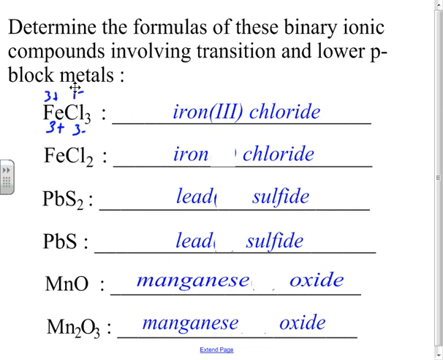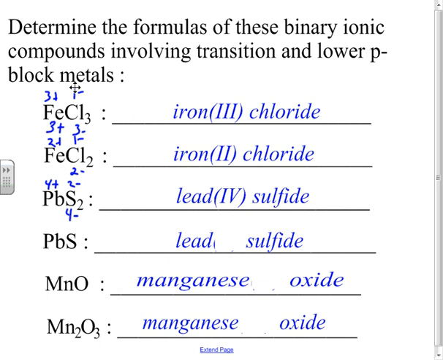Likewise, if we have a chloride with a 1 minus and we have 2 chlorides, so there's 2 negatives, that means that iron must have a 2 positive charge, and that means that is going to be iron 2 chloride. The sulfur has a 2 minus charge. If I have 2 sulfurs, there's 4 negatives, which means this lead must be a 4 positive, and so that is lead 4 sulfide.